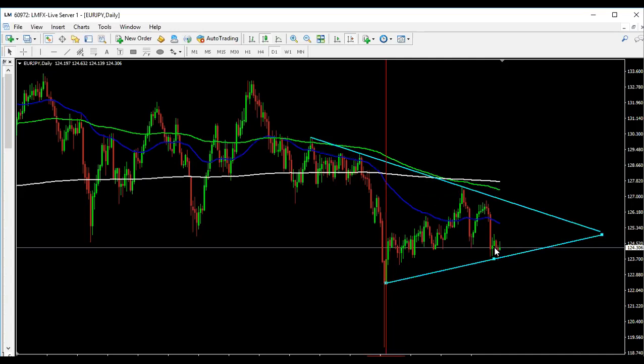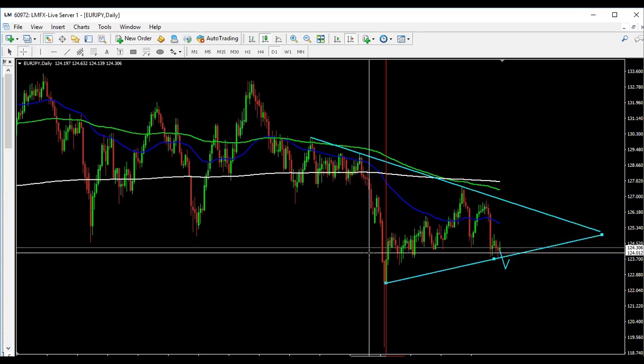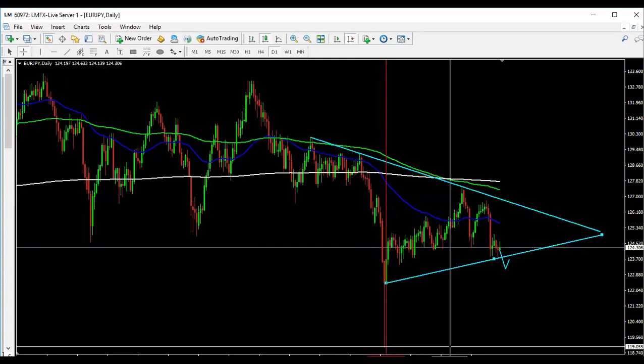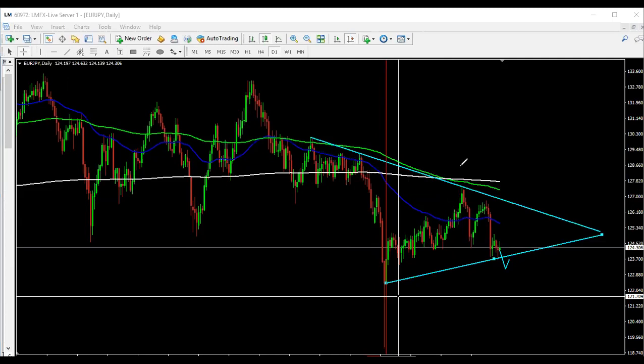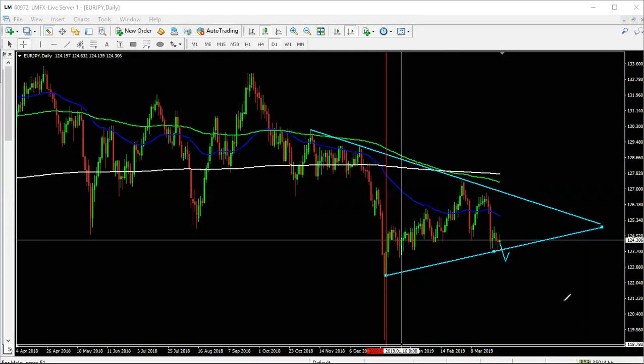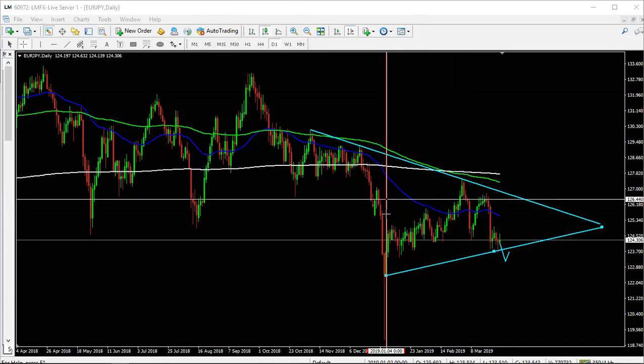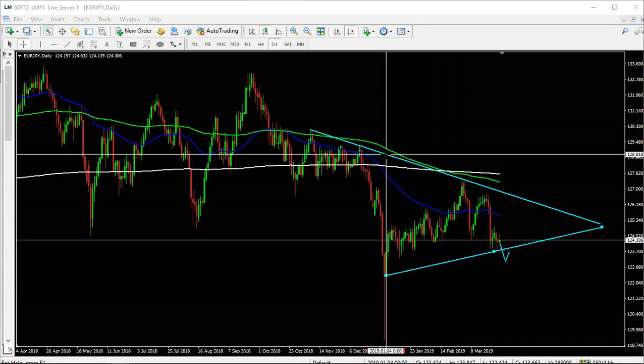Now the theory is when it breaks and retests, so what you want is a break and then a retest. This drop over time, because we're on the daily time period, there's going to be multiple impulses and corrections to this downside, okay? But the theory is this. It should go the length of this point here, okay? Which is roughly 630 pips.